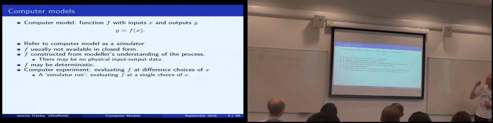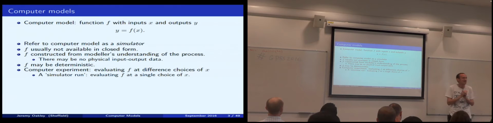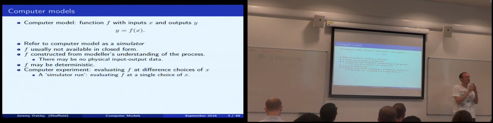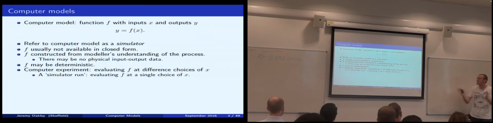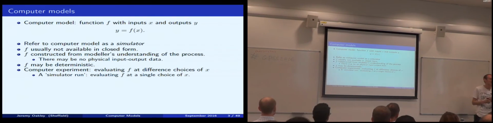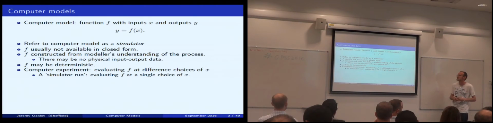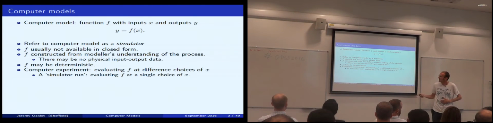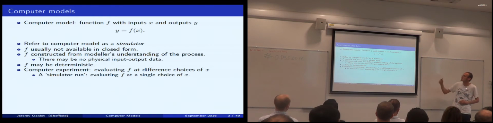And then we refer to a computer experiment, as opposed to a physical experiment, of testing out different input values and seeing what happens to the output. Perhaps you're trying to optimize, or you're trying to find input settings that look robust in some sense, or something like that. And then when we refer to a run, or a single run, we mean choosing one value of x and observing your corresponding output y.